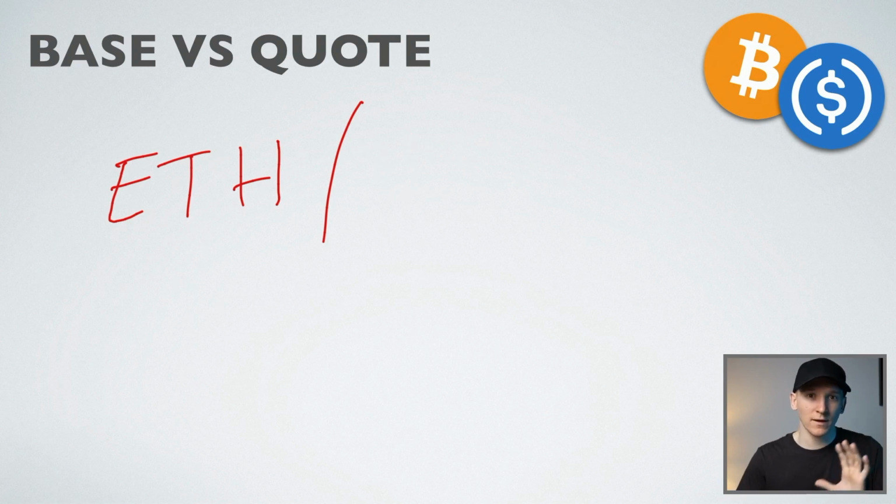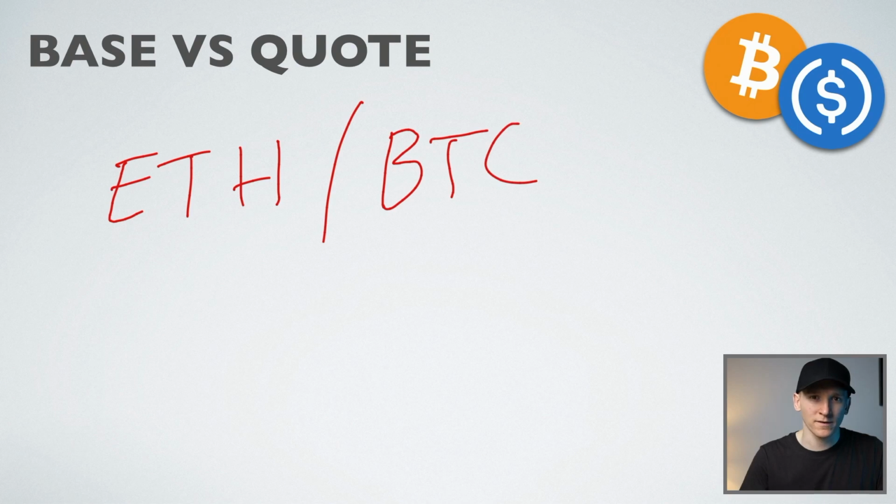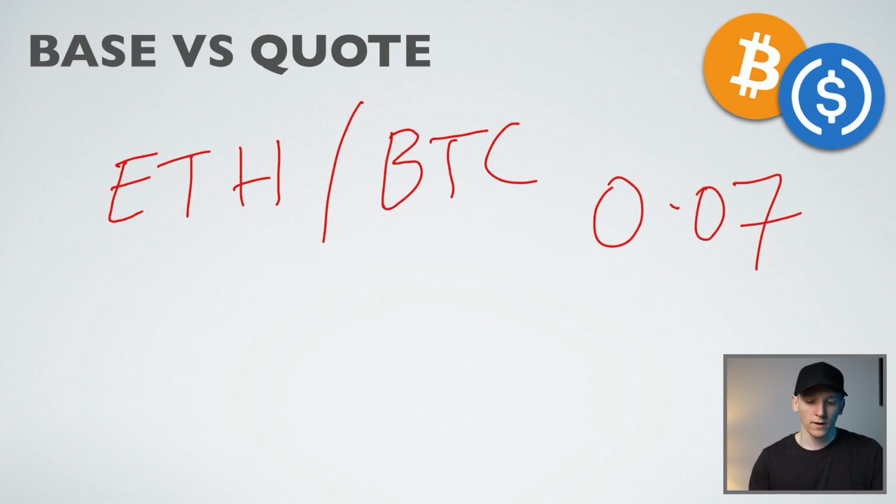So we can do that. We have ETH on the left-hand side. Then we can actually have Bitcoin as the quote currency. So how many Bitcoin does it take to buy 1 ETH? As of making this video, it's about 0.07. So again, on the left-hand side, the base, how many of the quote currency does it take to buy 1 of the base currency?